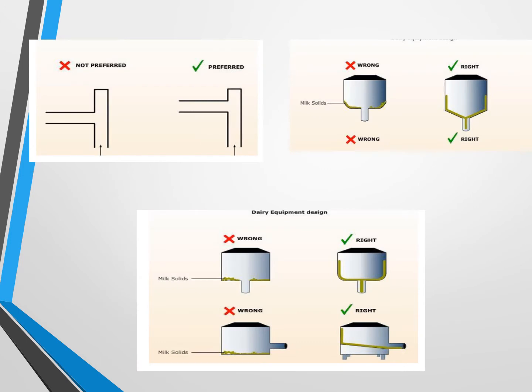In the uppermost left-hand figure, we can see that those which are crossed are not preferred. They are not the sanitary design. Those marked in green are preferred. In the very upper figure, you can see the pipes have gaps, and the dead space is very much. But in the preferred figure, the dead space is very less. You can observe the differences.